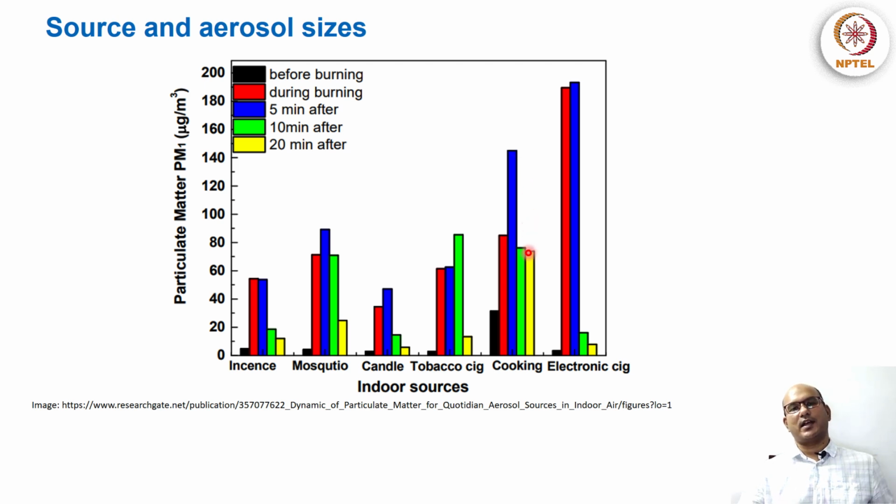So again, as we saw for the ultrafine, cooking produces aerosols that do not go down in concentrations as quickly as other sources. And here with e-cigarettes, during the activity and immediately 5 minutes after, the concentrations are actually the highest. But then very rapidly they go down to almost like other activities such as incense or candle. And then after 20 minutes they go down more, but they are still higher than the background concentration.